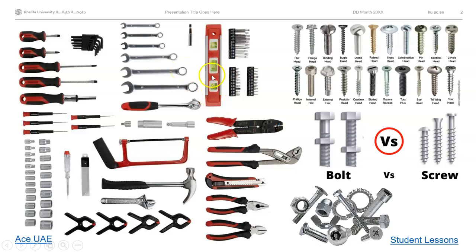Here's a level, which uses a little bubble that floats, and you can see where the bubble is. It tells you if something is level. Some tips for different kinds of fasteners, which we'll talk about. Here's some pictures of different fasteners.